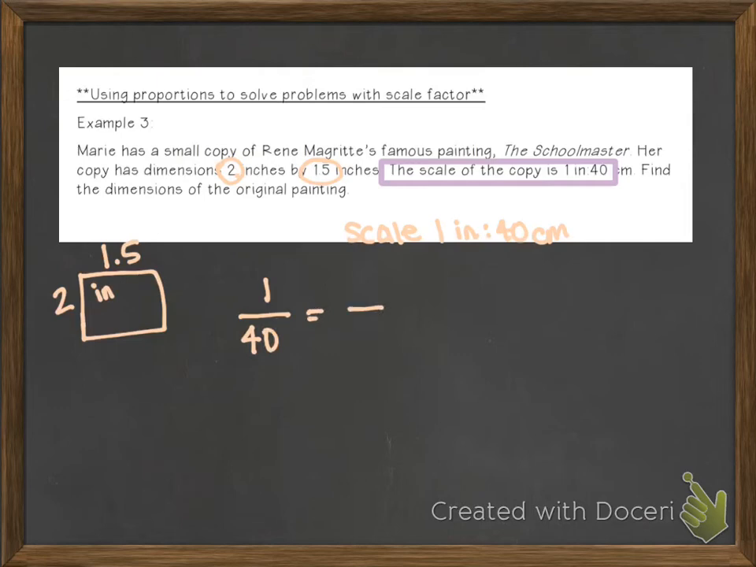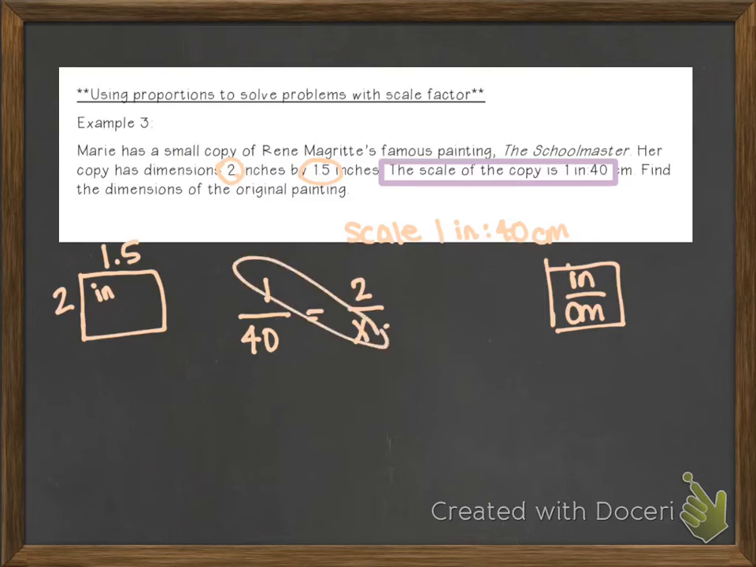And if we set up a proportion of inches to centimeters, from the copy that she has, 2 inches is equivalent to X centimeters. So here we're just cross multiplying. 1 times X equals 2 times 40. And so therefore X equals 80. What is 80? 80 is centimeters. So that's the dimensions of the original copy of the book.